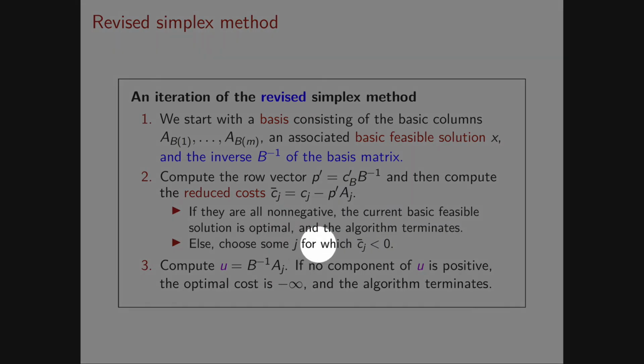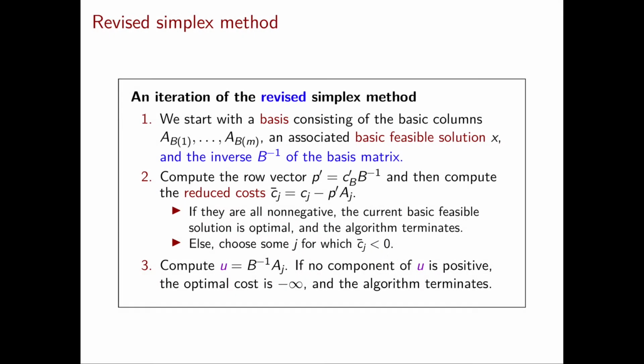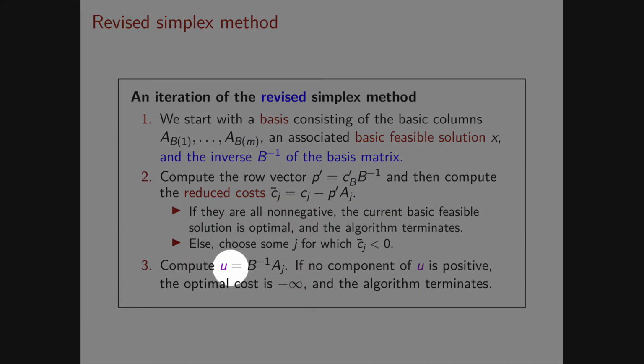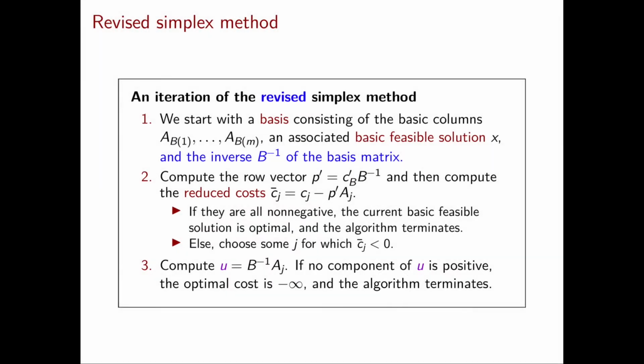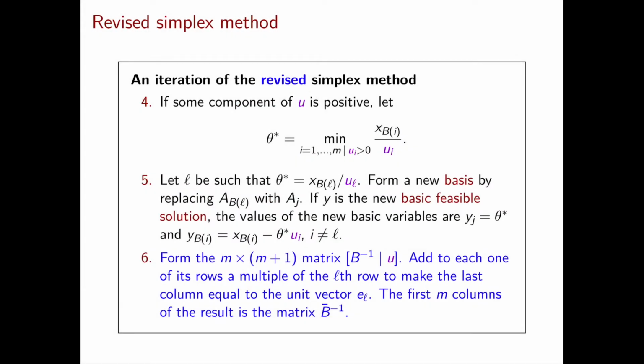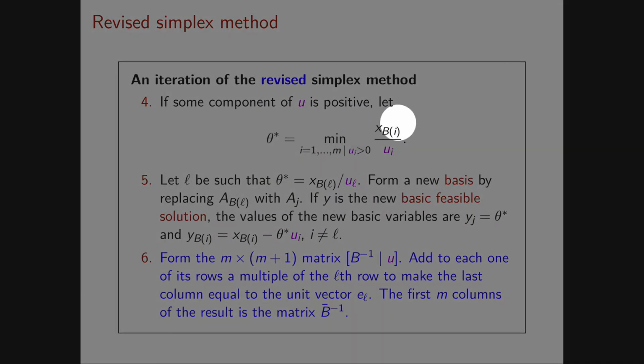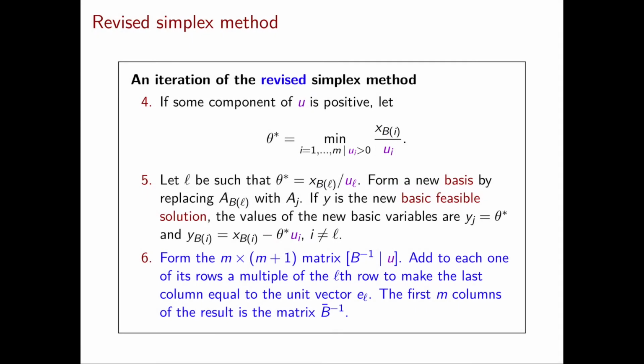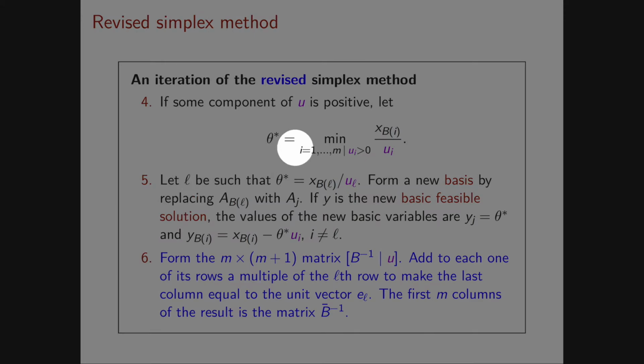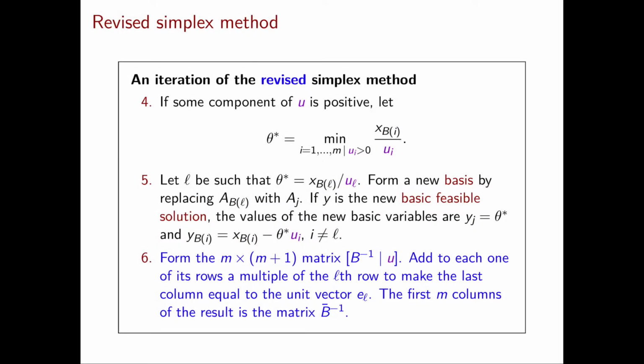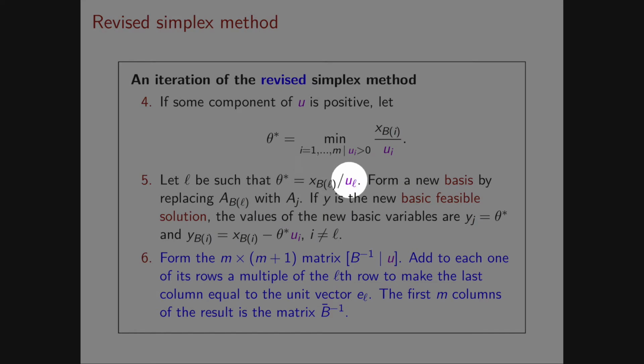Otherwise, we choose some j for which C bar j is negative. Next, we compute the vector u, and now we can simply compute it with the formula B inverse Aj. If no component of u is positive, we know that the optimal cost is minus infinity and the algorithm terminates. Otherwise, some component of u is positive, and we calculate theta star as the minimum of the xbi over ui over all i from 1 to m with ui strictly positive. We denote by L the index which achieves the minimum in the definition of theta star. So theta star is equal to xbl over ul.